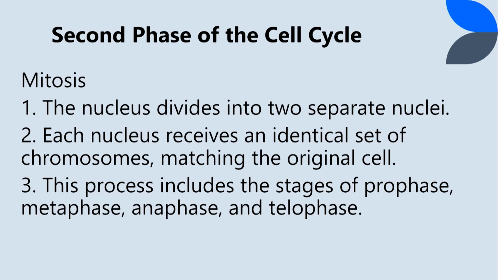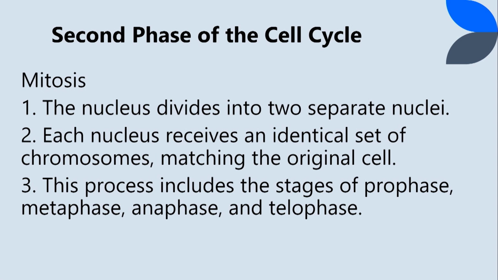Mitosis is the second phase of the cell cycle. Remember that the longest and first part is called interphase. When interphase is over, we move into this part called mitosis. What is mitosis? Mitosis is the nucleus dividing into two separate nuclei. Each nucleus is going to receive an identical set of chromosomes that matches the original cell.